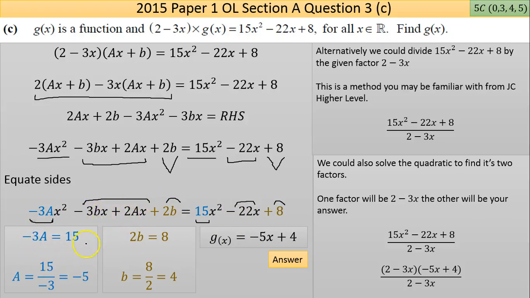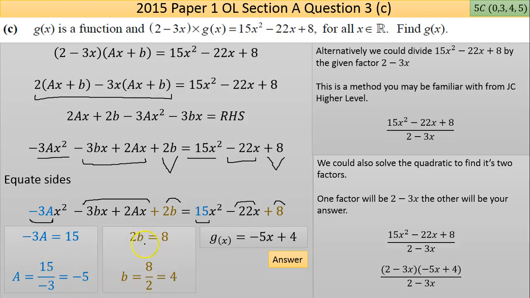So minus 3a equals 15. Therefore the minus 3 goes across, and if you notice here, it doesn't change sign, but it does change operator, so it becomes divided. So plus 15 divided by minus 3: plus divided by minus is a minus, and 15 divided by 3 is 5. So I know now that big A is negative 5.